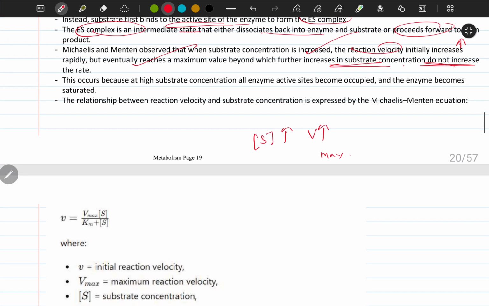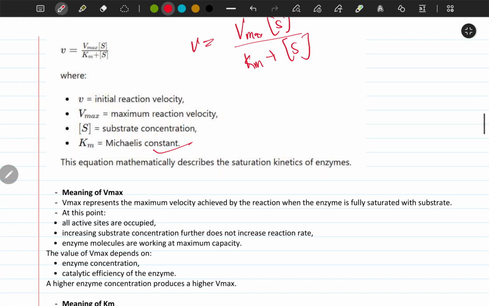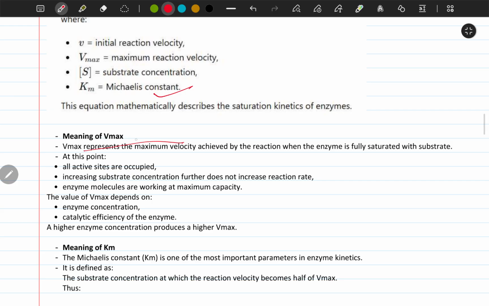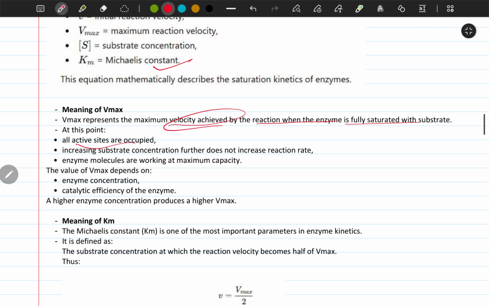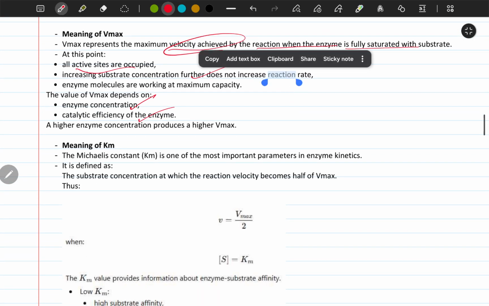This occurs because at high substrate concentration, all enzyme active sites become occupied. The relationship is V is equal to Vmax times substrate upon Km plus substrate, where Km is the Michaelis constant. Vmax represents the maximum velocity achieved by the reaction when the enzyme is fully saturated with substrate. At this point, all active sites are occupied. Increasing substrate concentration further does not increase the reaction rate. Vmax depends on enzyme concentration and the catalytic efficiency of the enzyme. A higher enzyme concentration produces a higher Vmax.